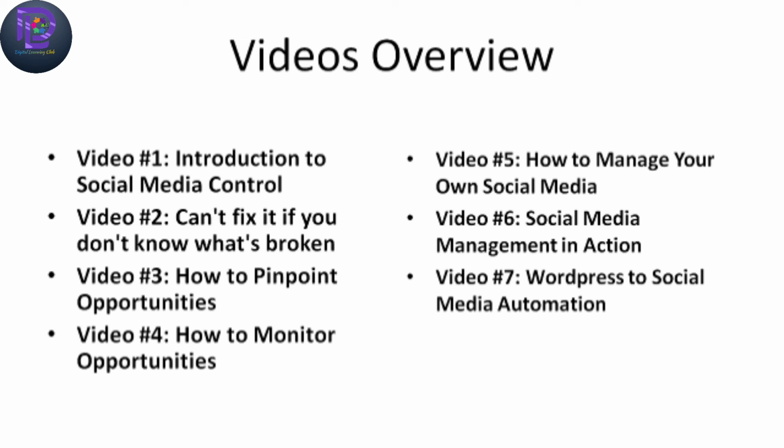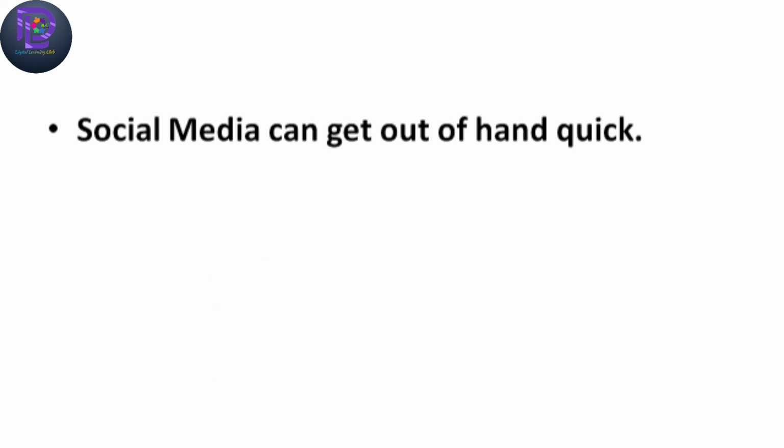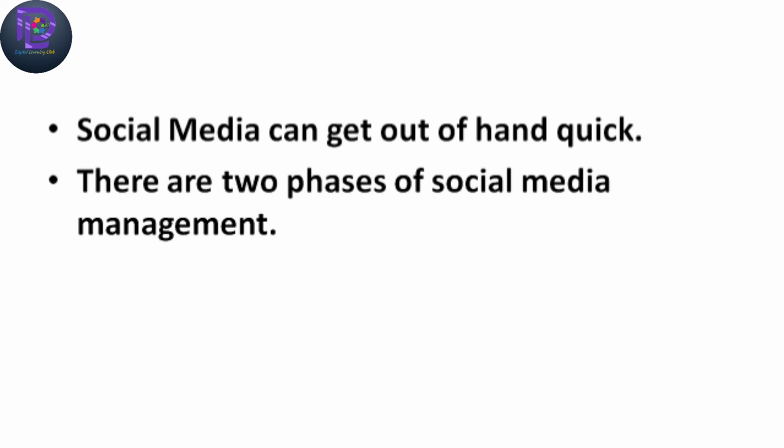And then of course we have video number 7, which is WordPress to social media automation. I'm going to show you how you can take your WordPress RSS feed, and then automate it so that every time you post to your WordPress blog, it automatically posts to Twitter, to Facebook, to other social media sites. And I'll also show you some other options as well where it allows you to post to Google Plus, to Pinterest, and more.